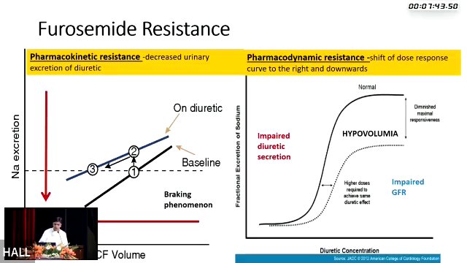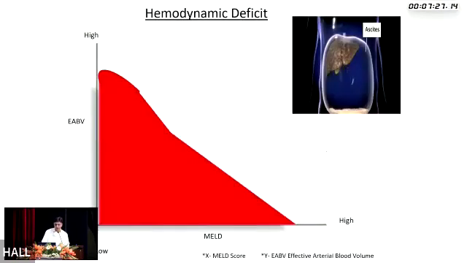And the other is pharmacodynamic resistance. It is because of impaired diuretic secretion. The dose response curve of furosemide is shifted down and towards the right. And this is predominantly because of impaired GFR. So the tubules do not have furosemide for interaction.